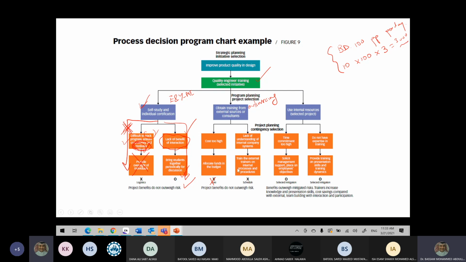It doesn't make sense, right? So this is costly, and it also needs a lot of logistics and scheduling, and we cannot do it. So in another way, this solution also cannot be done.